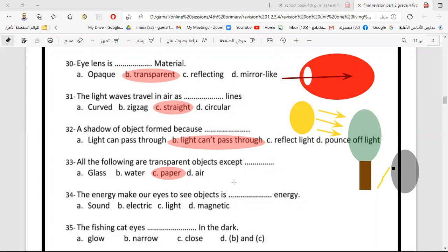The energy that makes our eyes see objects is what energy? Sound, electric, light, or magnetic? Light energy. Excellent, my son. The light energy. Very good. Thank you very much, Karim.